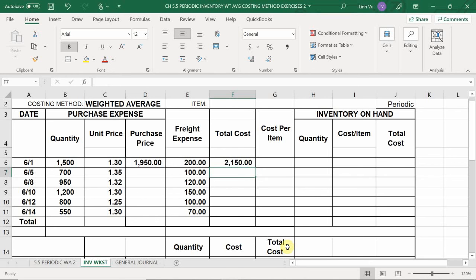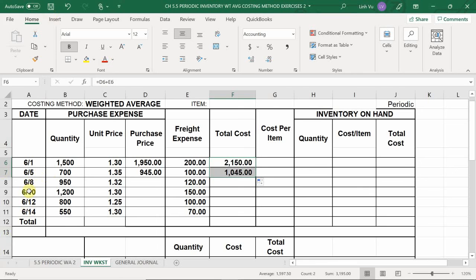Okay. So then the next one's going to be on June 5th. I purchased 700 units at $1.35 each. So in this case, what's my purchase price here? 945. Yeah. Good. Okay. Plus, I have $100 worth of freight. So that should give me 1,045. Okay.